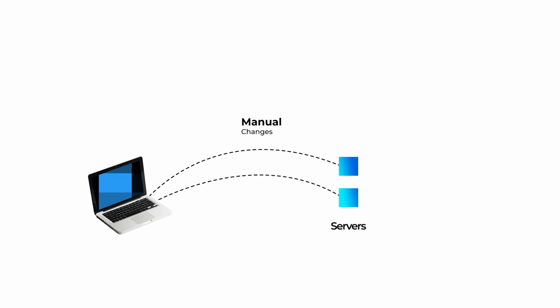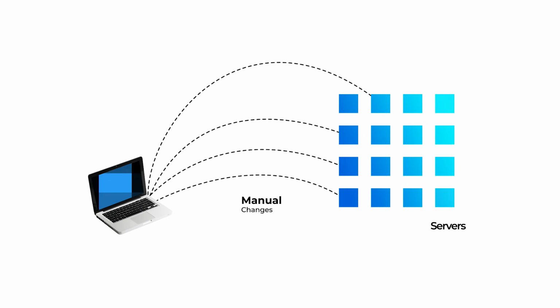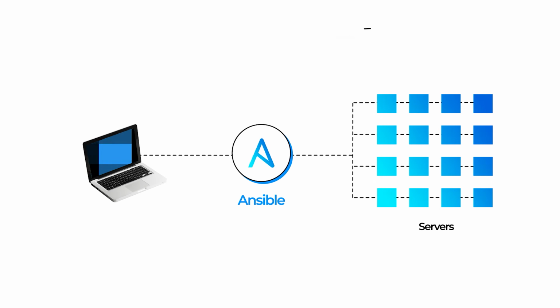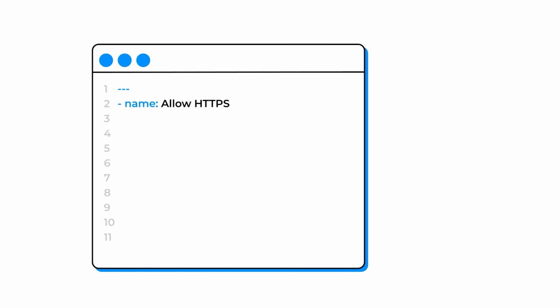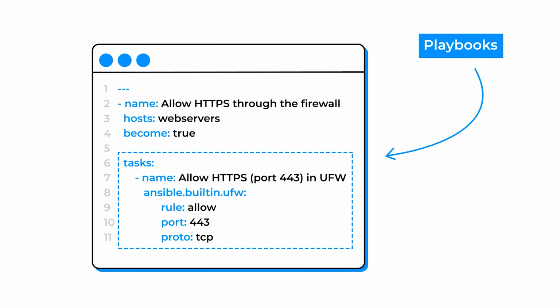Back to the video. When managing just one or two servers, manual changes might seem fine. But as your infrastructure grows, this becomes unsustainable. That's where Ansible comes in. Ansible is an open source automation tool that helps you manage and configure servers at scale. It uses simple, human-readable configuration files called Playbooks to define the tasks that we want to perform in each server.